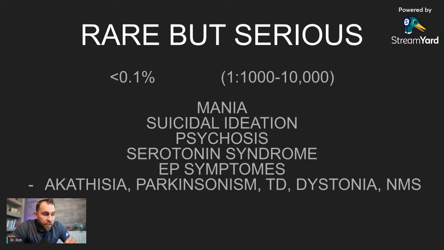There's extrapyramidal symptoms, EP symptoms. Extrapyramidal symptoms are akathisia, Parkinsonism due to a medication, tardive dyskinesia, dystonia, and then there's something called neuroleptic malignant syndrome. Those are all not fun to have. Akathisia, I did a video on last week if you want to check that one out. That one is readily reversible if you are aware of it.